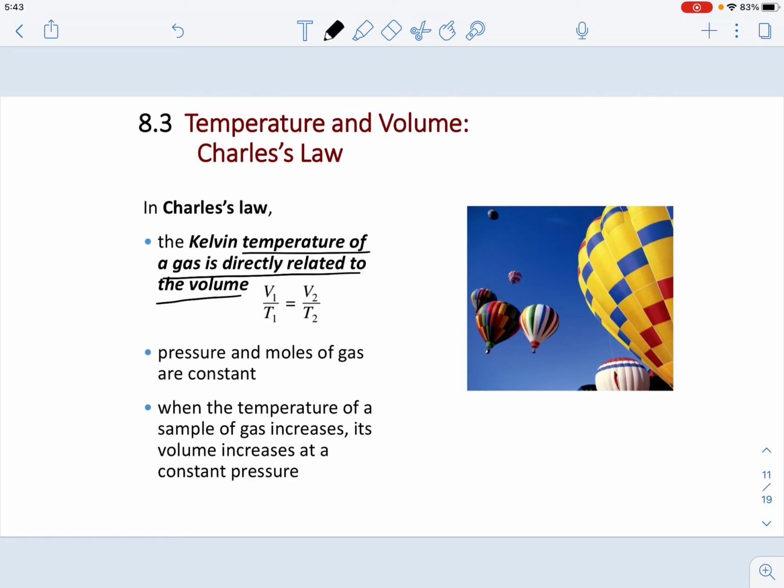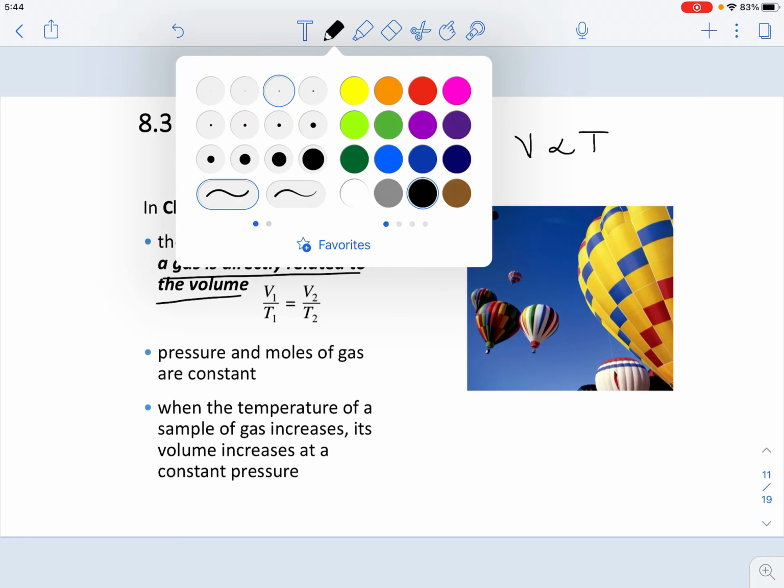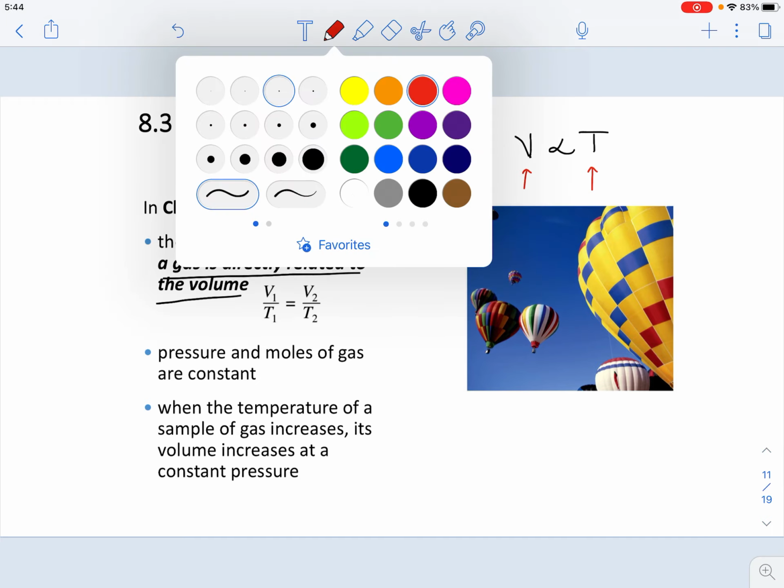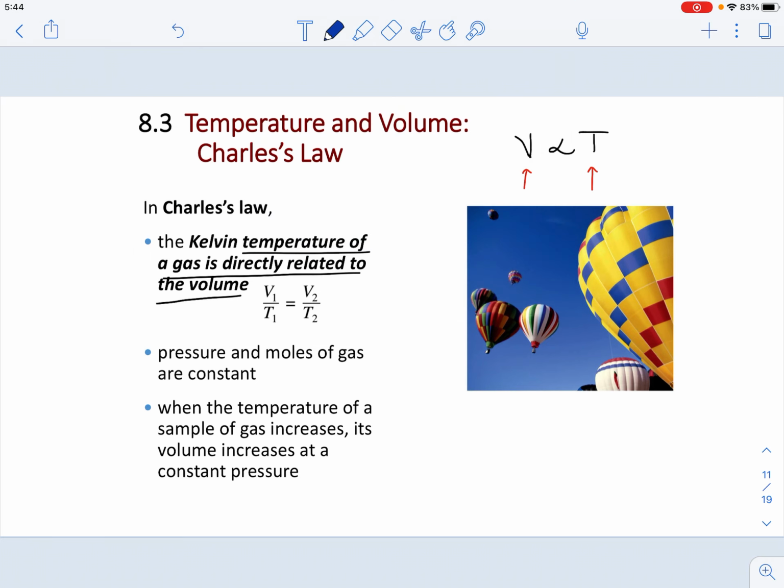So what does that mean? That when it comes to volume and temperature, volume is proportional to temperature. So what this means is that if volume goes up, temperature goes up, and vice versa. If temperature goes down, volume goes down. As long as one property is going in a direction, the other property is going to go in the same direction. Again, this is for volume and temperature.